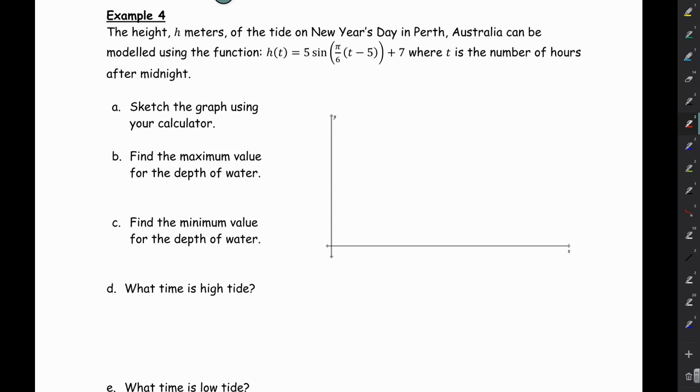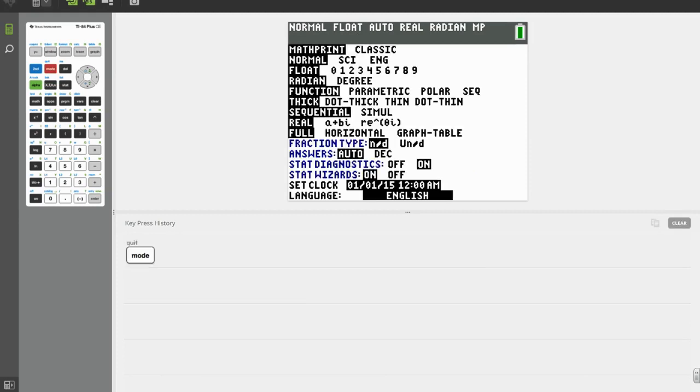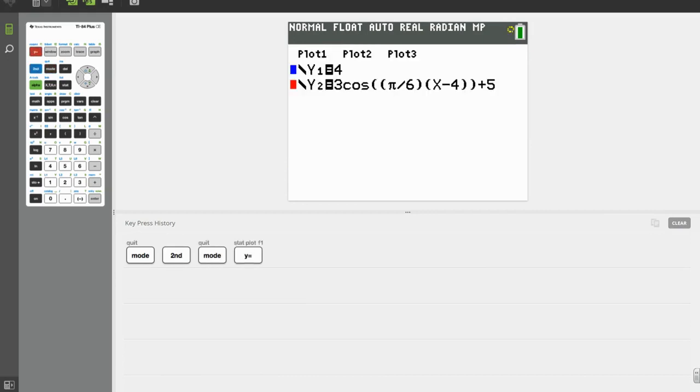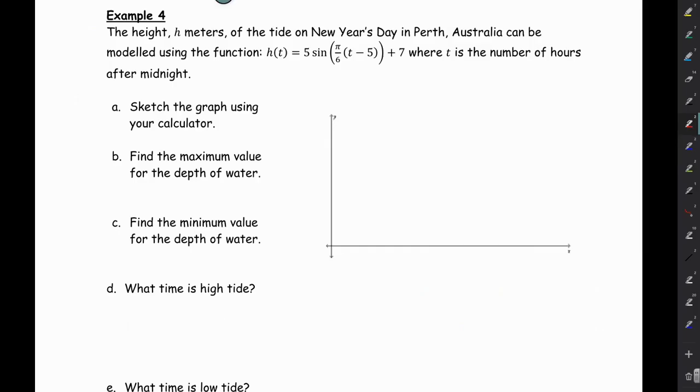All right, so we're going to go ahead to our calculator. We're going to make sure our calculator is in radians. You go to mode. If you're not sure, you make sure radians is highlighted. We're going to go to y equals, and we're going to enter in our function. Once we have our function entered, we go back, and we're going to decide what the scale should be for our window.